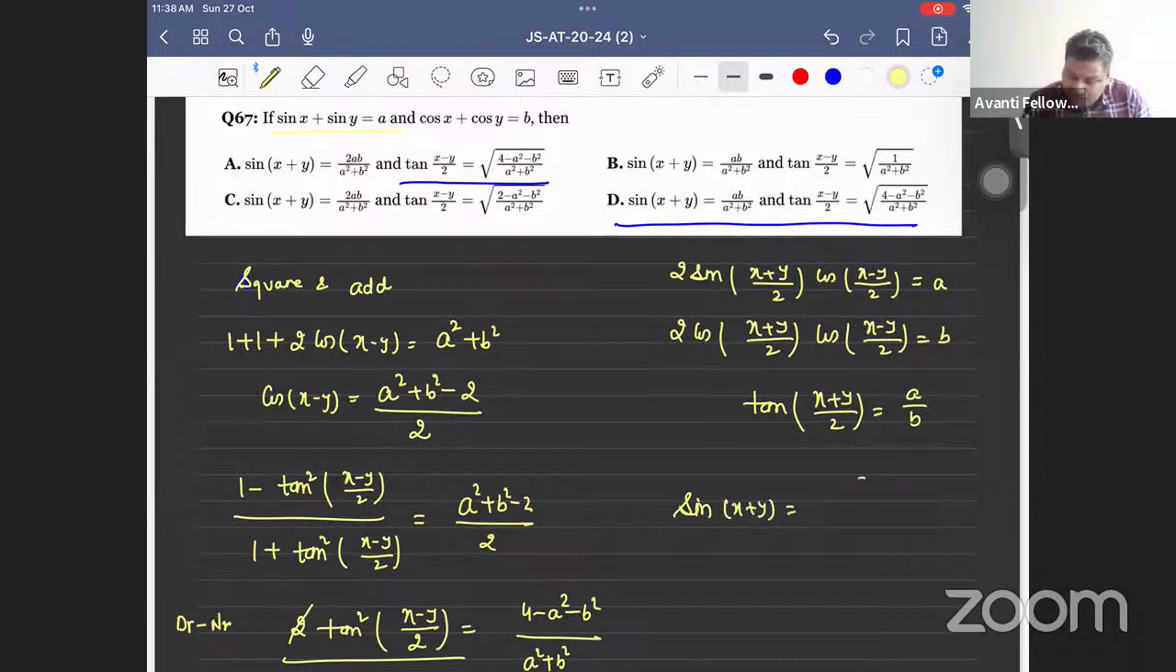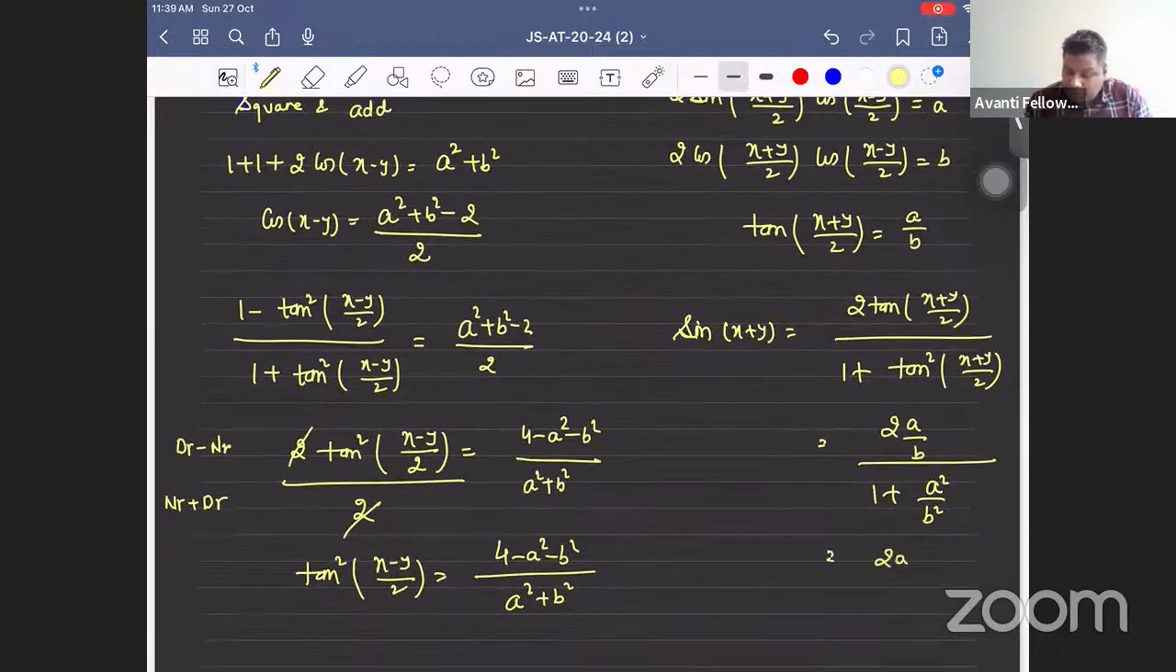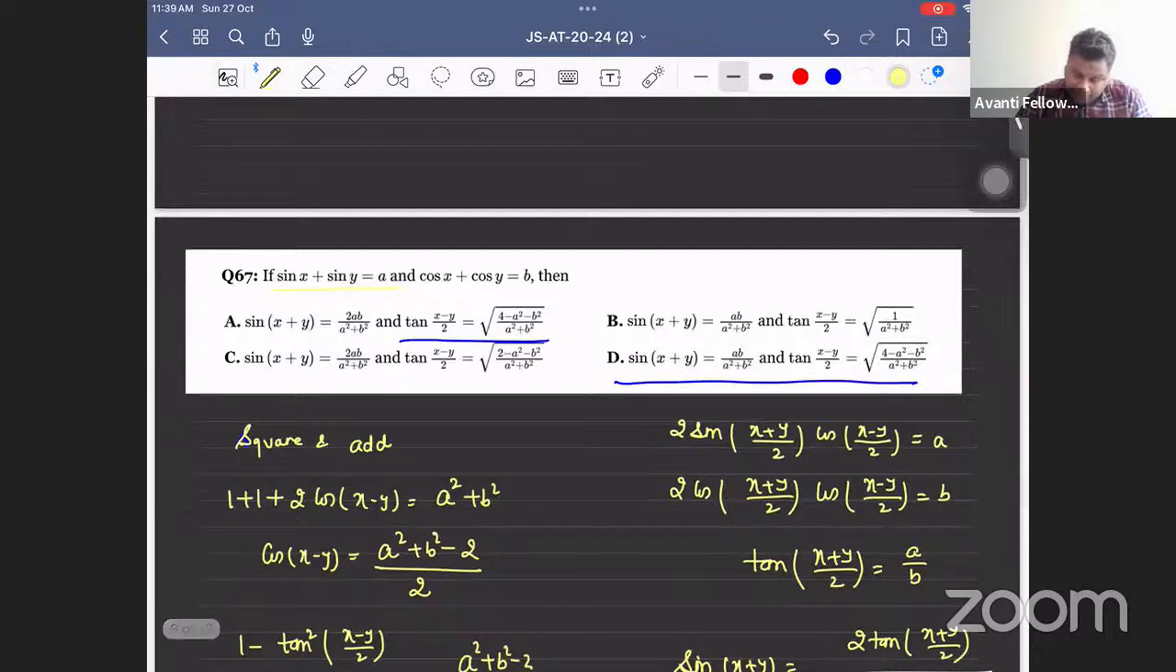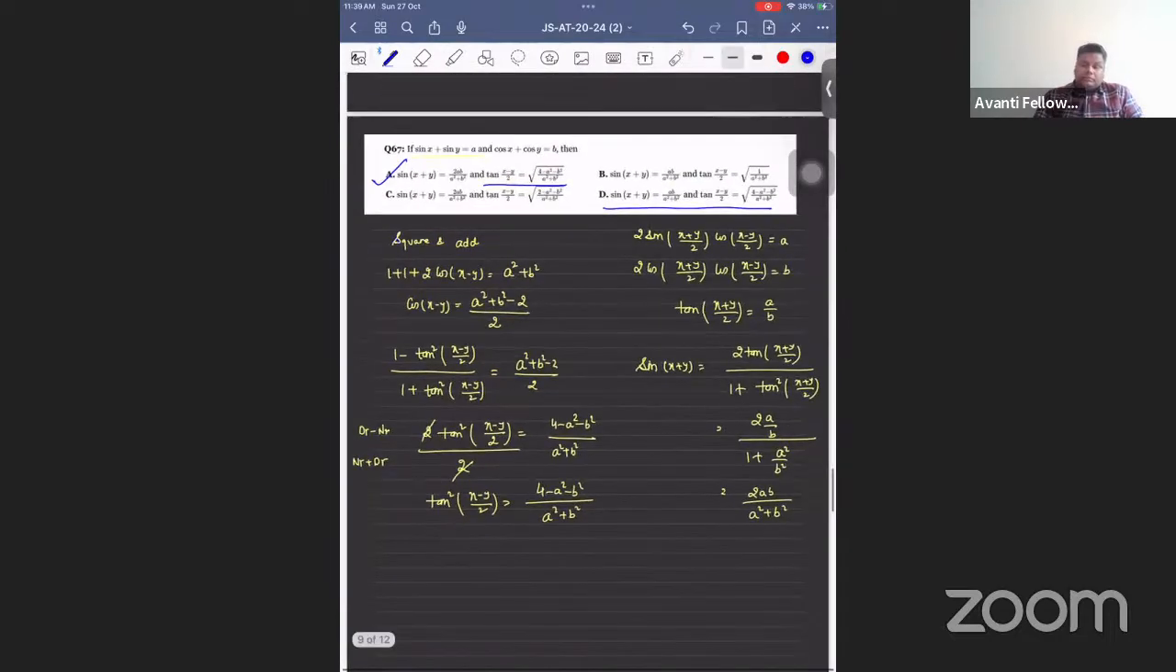Sine of x plus y. That is 2 tan (x plus y) by 2 upon 1 plus tan square (x plus y) by 2. So it is 2a by b upon 1 plus a square upon b square. So that would be 2ab upon a square plus b square. Got it? So 2ab upon a square plus b square, and option A is going to be the correct answer. Have a look. This is a very good question.